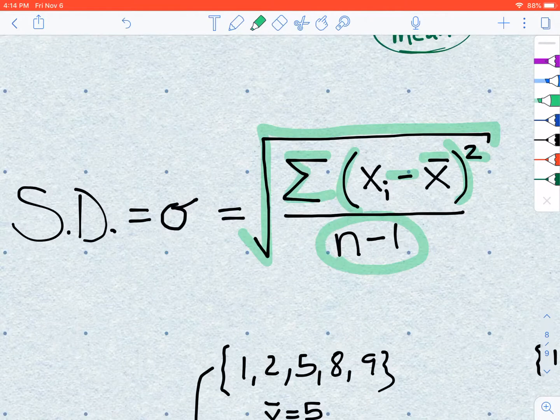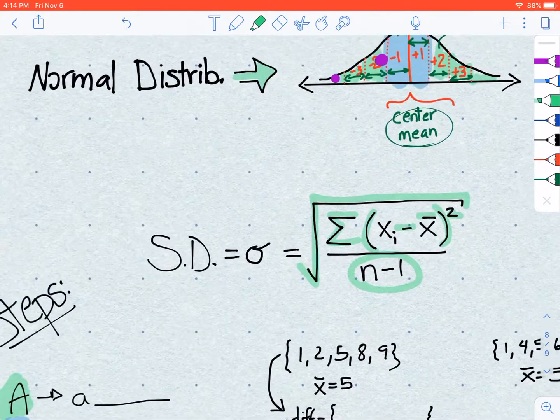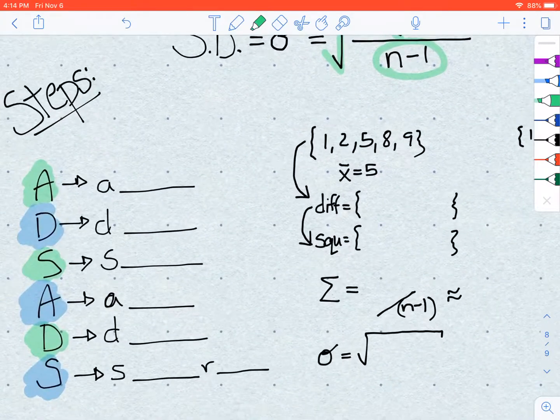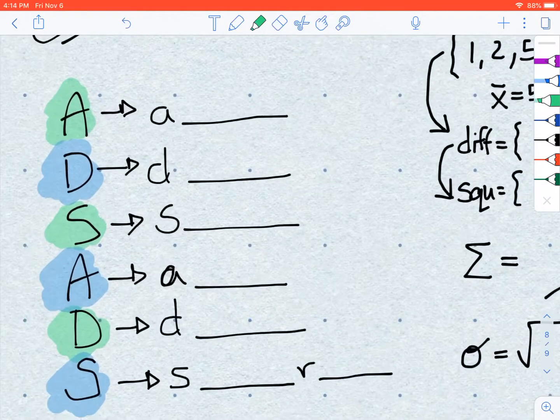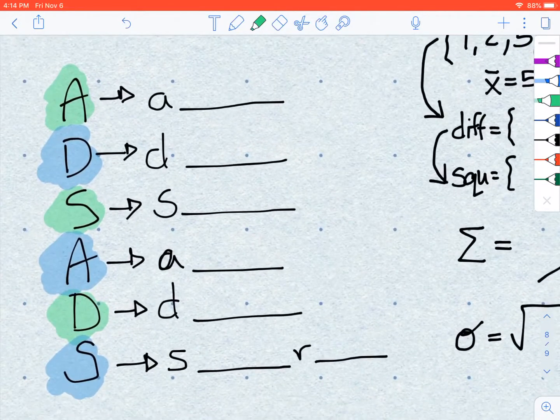So I'm going to go back to the original 2 items. Let me first take you down the steps. I've written this handy little acronym, ADS. So ADS twice, so 6 steps. The first thing we're going to look for is the average.